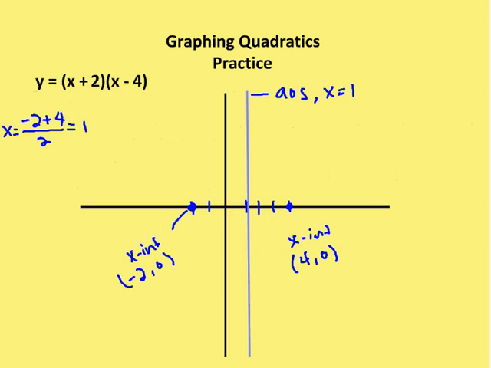So I'm going to go ahead and graph that. I have x is equal to 1. I have my two x-intercepts. And again, here I've just shown you how to find the axis of symmetry.